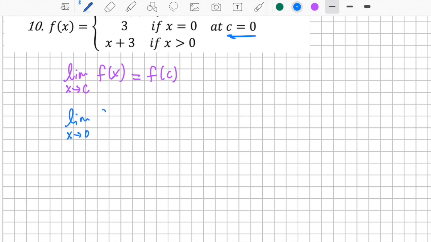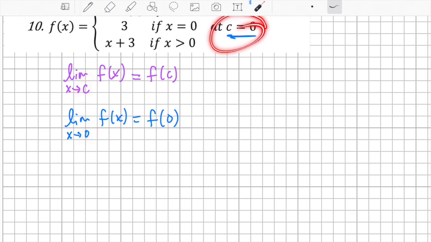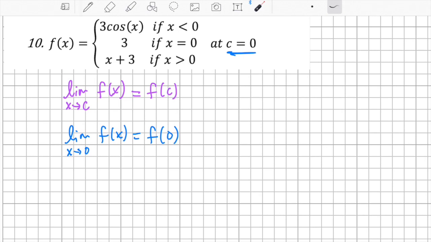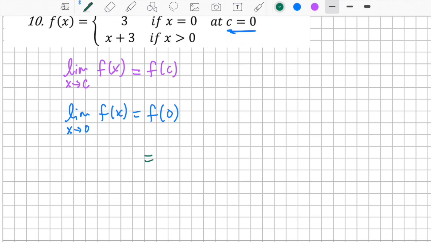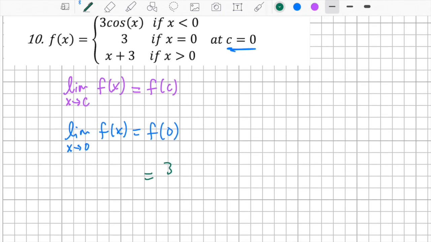So let's set it up. Limit as x approaches 0 of f of x, is it equal to f of 0? All I did right now is replace the c with 0 because that's what it's equal to. Now I have to determine what to plug in. In the last lesson I said that I always like to start with the right side. I want to know what is f of 0, the value of f when x equals 0. In this situation, when x equals 0, the function is 3. So this side is going to be 3.